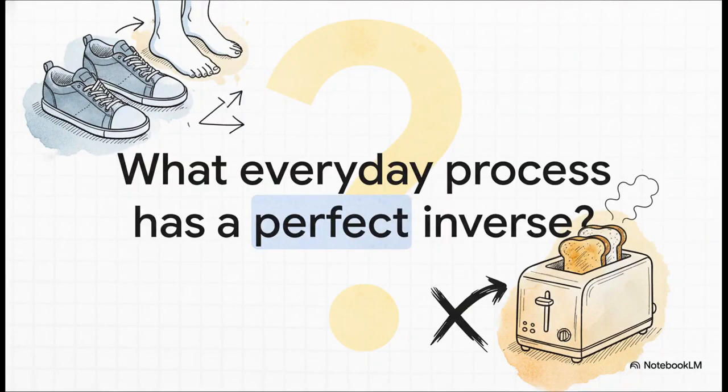So I want to leave you with something to think about. An everyday process like, say, putting on your shoes has a perfect inverse, right? Taking them off. But what about making toast? There's no untoasting button on your toaster. That process is irreversible. What other examples can you think of from your daily life?